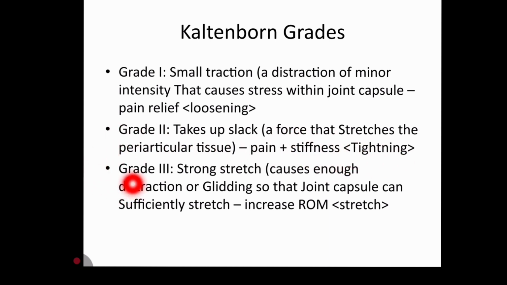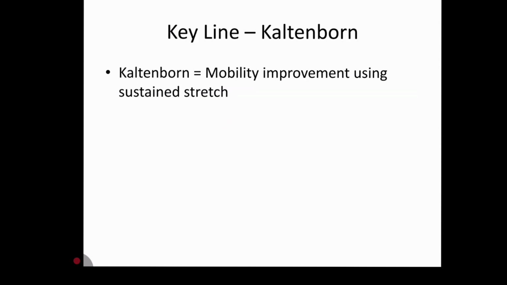And grade 3. Now let's talk about the grade 3. Strong stretch causes enough distraction or gliding so that the joint capsule can sufficiently stretch. So it is used to increase range of motion. And this grade is associated with stretch, grade 2 is associated with tightening, and grade 1 is associated with loosening. So these are the things to remember. Now the key line to remember in Kaltenborn is mobility improvement using sustained stretch. So Kaltenborn works on mobility improvement using sustained stretch.